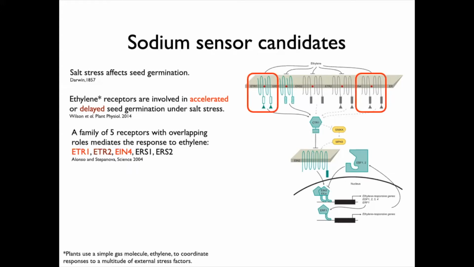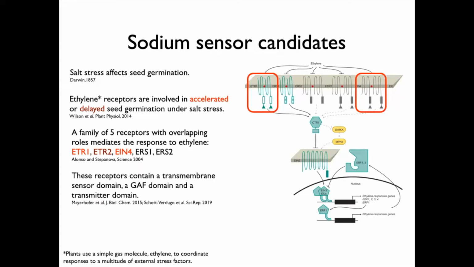ETR1 and IN4 accelerate the seed germination under salt stress, and ETR2 slows it down, and the other two actually don't do anything with seed germination under salt stress. How this was done is basically they knocked out these receptors and then looked at whether seed germination was still affected.